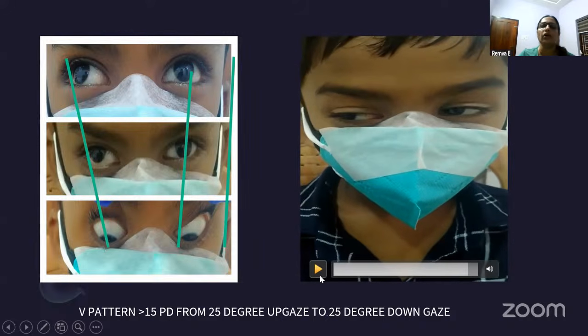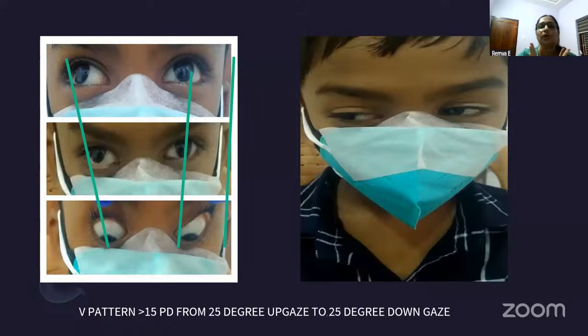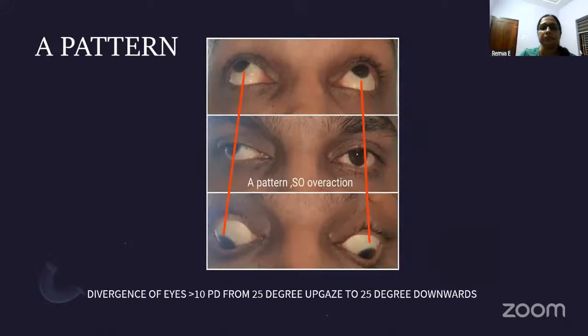So the importance is that not only do you have to correct the exotropia, you have to correct the pattern also. So you have to do either a recession and resection or bilateral recession, along with an inferior oblique recession also in this case. That is the importance.